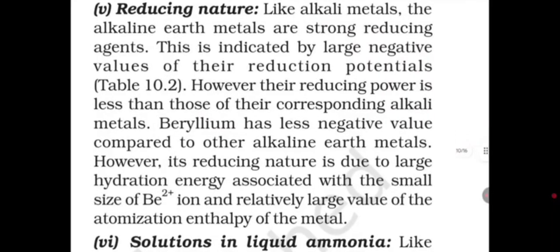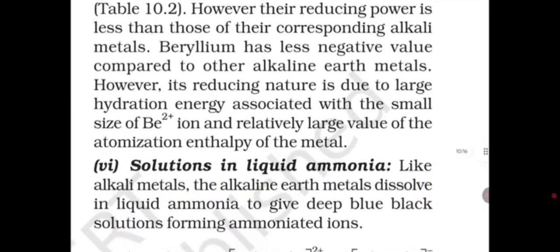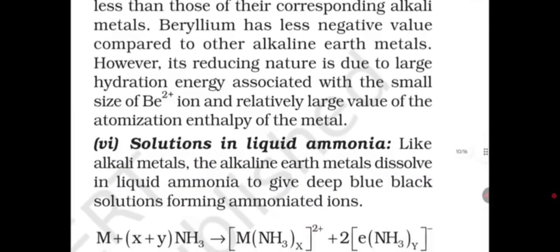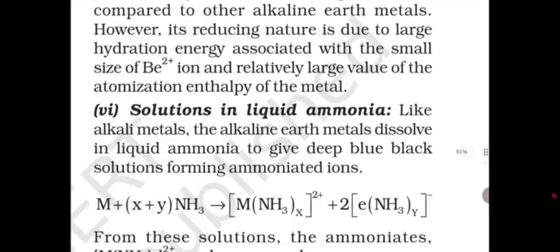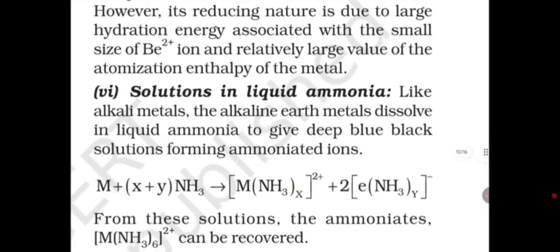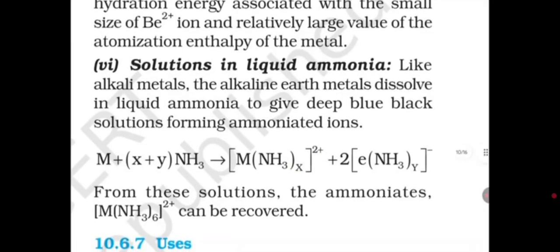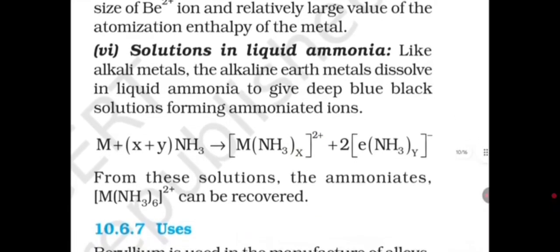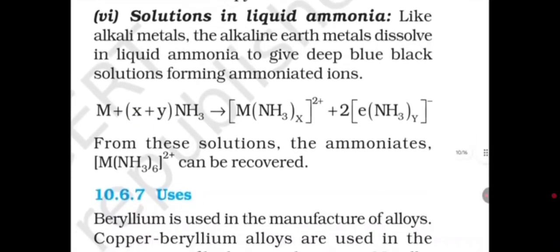Next is reducing nature. Like alkali metals, the alkaline earth metals are strong reducing agents. This is indicated by large negative values of their reduction potential. However, their reducing power is less than those of their corresponding alkali metals. Beryllium has a less negative value compared to other alkaline earth metals. However, its reducing nature is due to the large hydration energy associated with the small size of the Be2+ ion and the relatively large value of the atomization enthalpy of the metal.